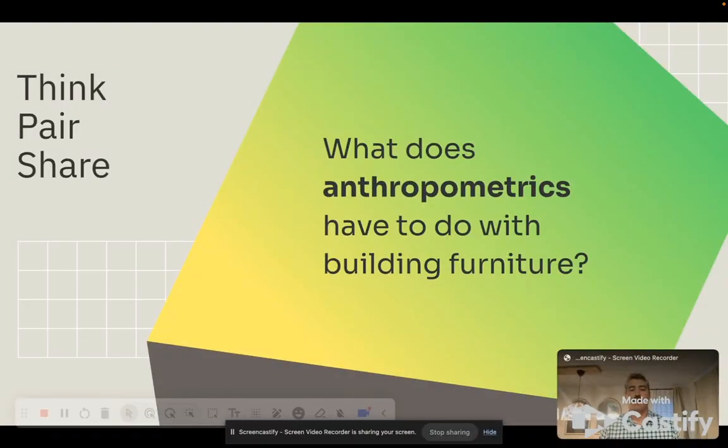At this point, I would go around the room, checking in, trying to overhear what students are talking about, and then bring the whole class back and we would have a conversation like, how does anthropometrics fit into building furniture? What are important metrics in anthropometrics, and what are things that maybe don't matter as much?